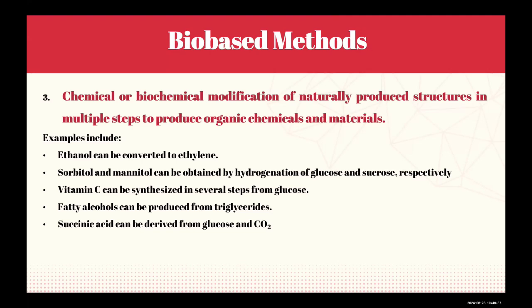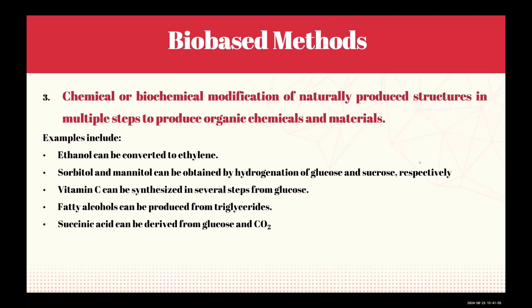So examples include ethanol, which can be converted to ethylene. We also have sorbitol and mannitol. So these sugar alcohols are produced by the hydrogenation of glucose and sucrose, respectively, and are widely used in the food and pharmaceutical industries. Then we also have vitamin C synthesis, which can be derived from glucose through several chemical steps, so demonstrating the ability to produce essential nutrients from simple sugars.